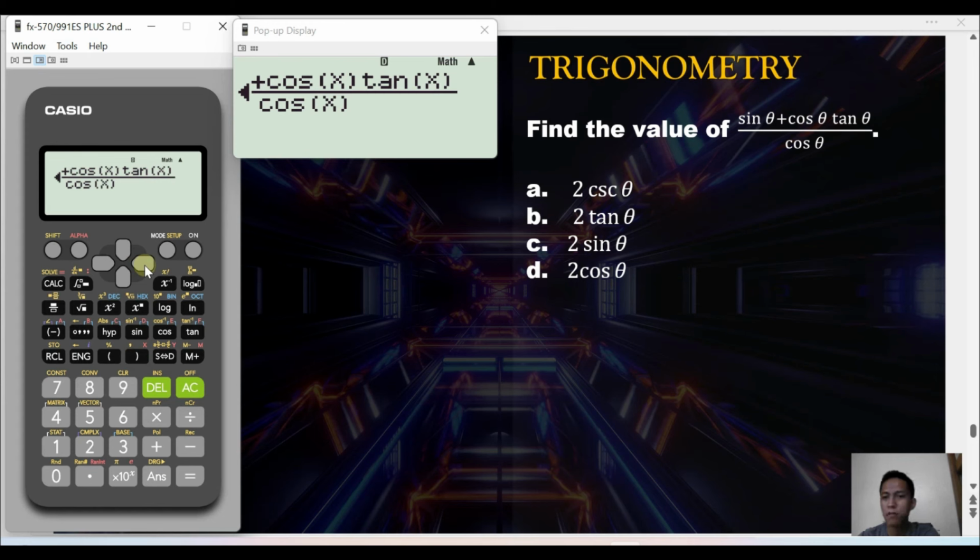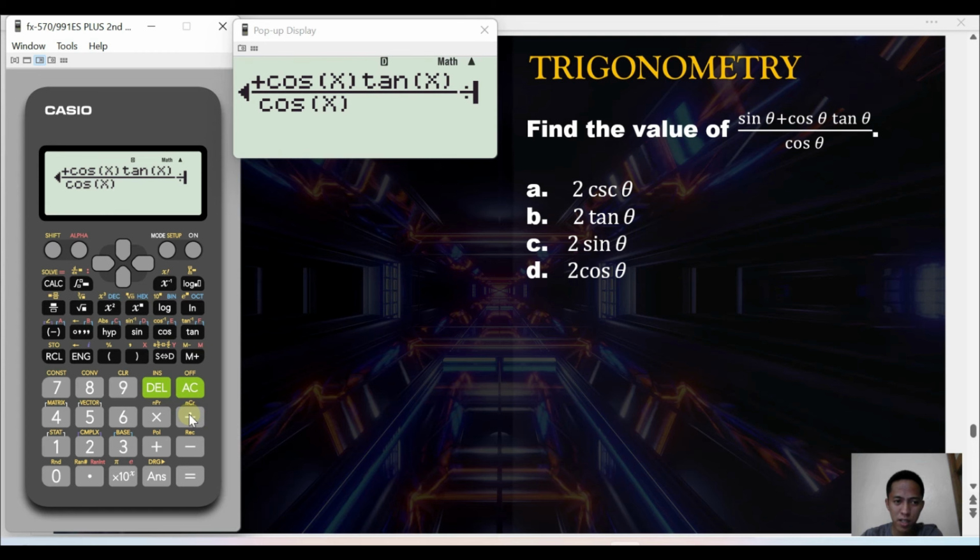So sa problem na to guys, mag-trial and error tayo. Dapat ito equal sa isa dito. Kung ano yung mag-equal sa choices dito sa original, siya yung answer. So, ang hinahanap natin is the equivalent value. Kung si sin theta plus cosine theta times tangent theta over cosine theta is equal to, let's say, 2 tangent theta, pag dinivide natin silang dalawa, dapat equal to 1 para maging equal sila.